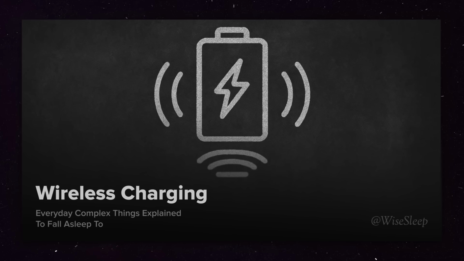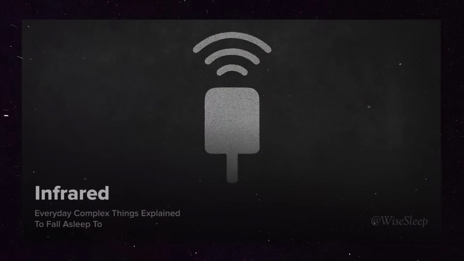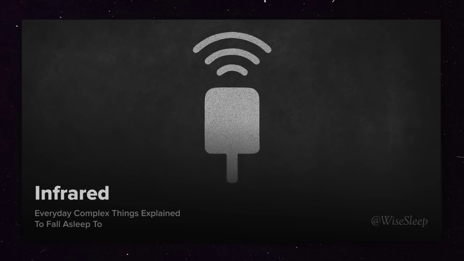Wireless charging simplifies the way we power our devices, reducing cable clutter and making charging as easy as setting something down. Infrared. You've used a TV remote to change channels. That's infrared at work. Infrared is a type of light, but it's invisible to the human eye. It sits just beyond the red end of the visible light spectrum.